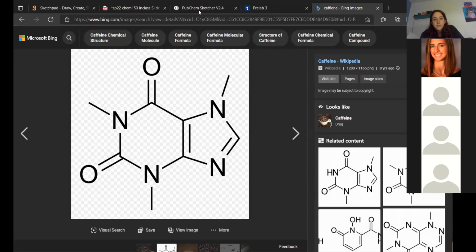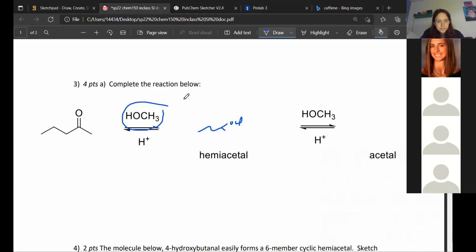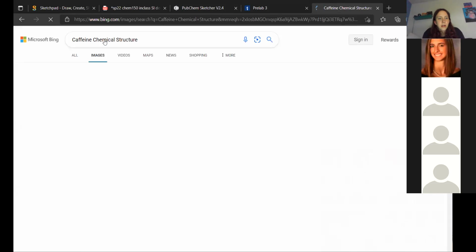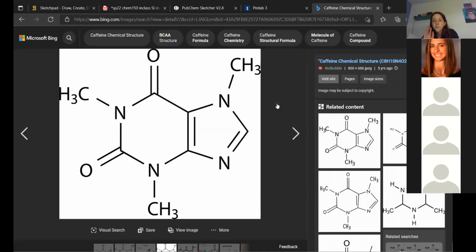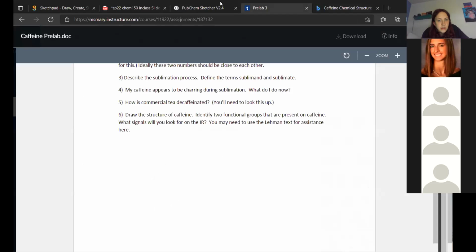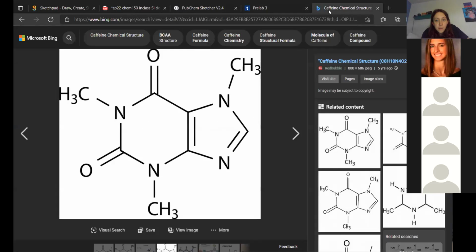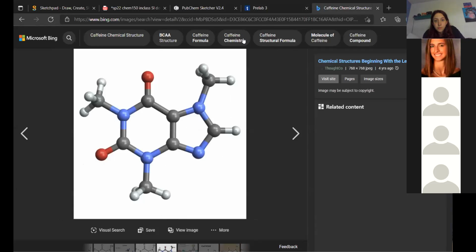Now it says to identify functional groups on the caffeine molecule. Functional groups are anything from ketones, aldehydes, alcohols, anything like that. Again, here's the full molecule. All of those are functional groups. So when you're looking at this, you know that there's going to be methyl groups coming off of it. So you could write methyl. These CH3s are methyl groups.